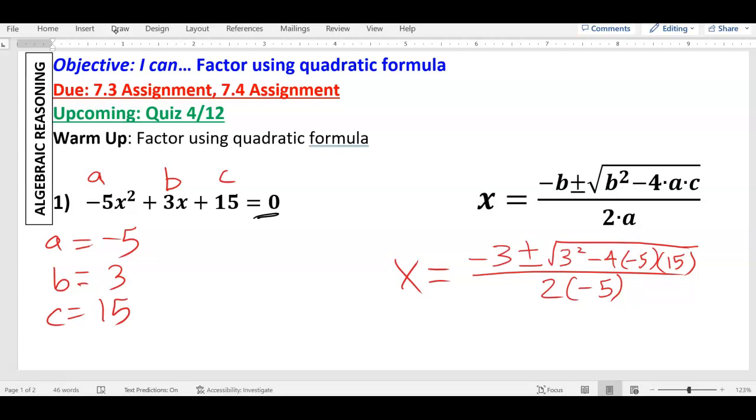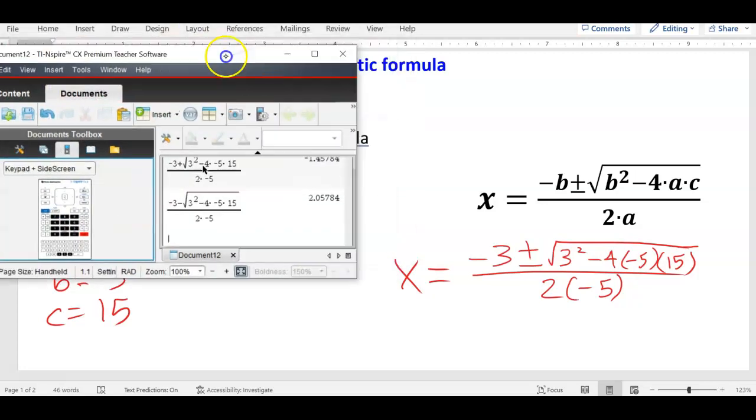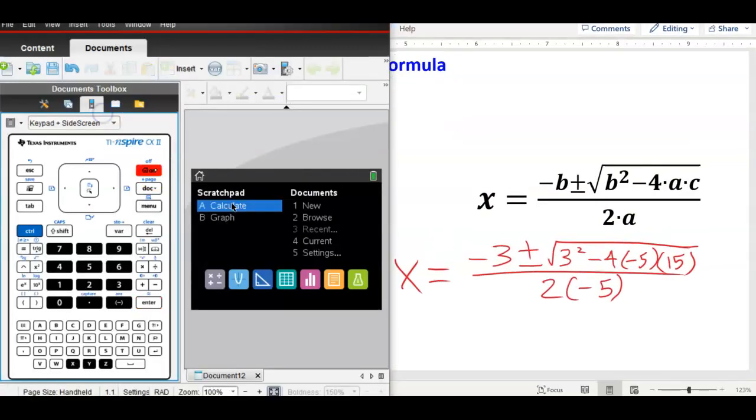Now, here's the part that matters. Can you successfully type this into the calculator to get the right answers? Two answers. Okay? Did you get that? Let's type it in. Now, the only way you can type it in is if you actually have a yellow calculator in front of yourself.